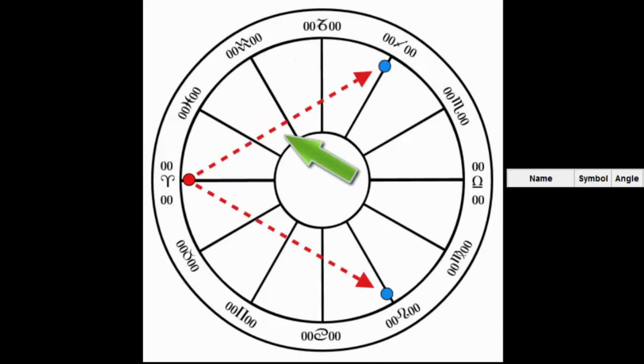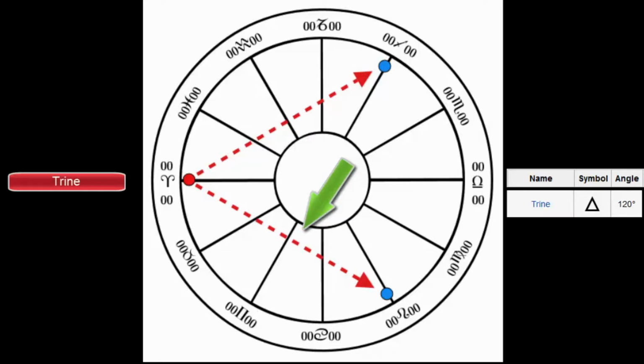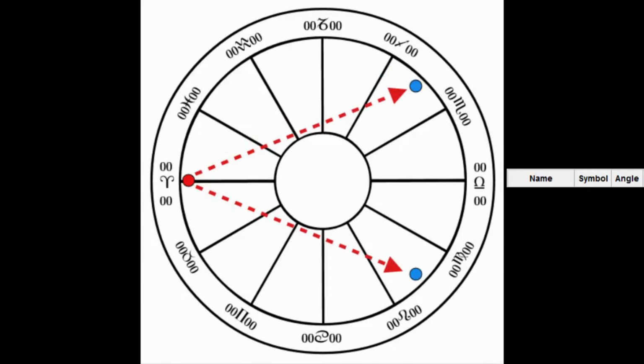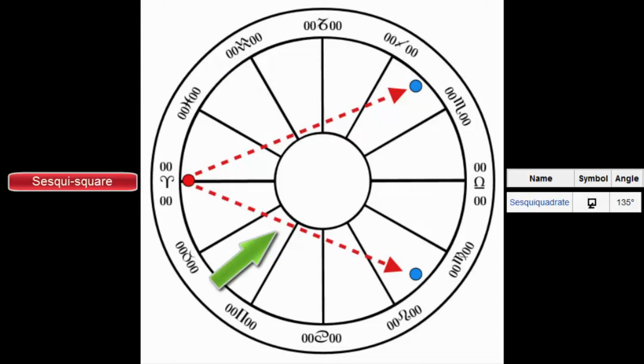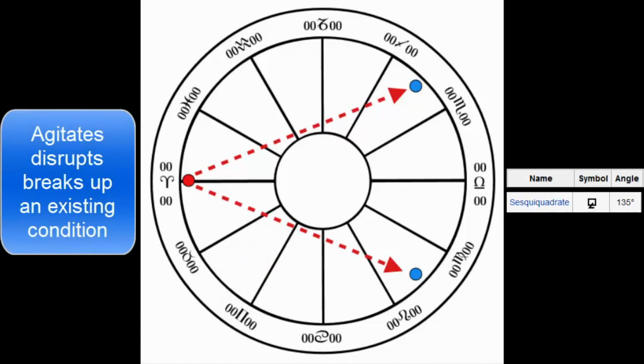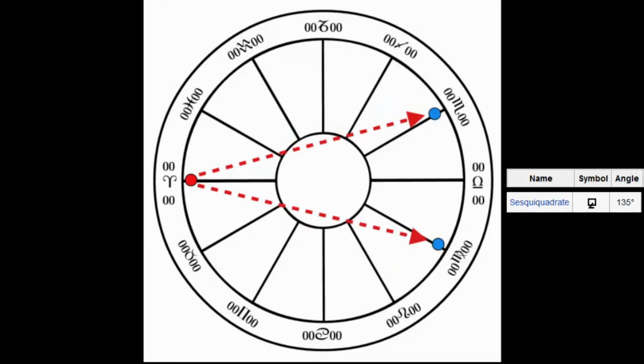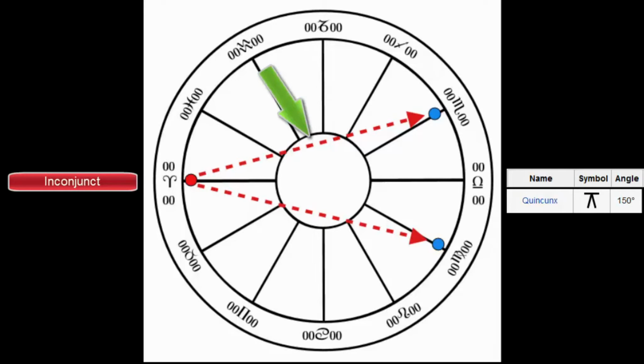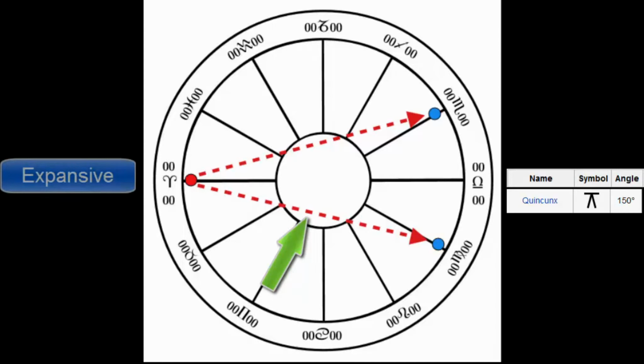We increase the angle to 120 degrees, and we get what's called a trine. A trine tends to attract what is commonly called luck. A 135-degree separation between 2 planets is known as the sesquisquare or sesquiquadrat. Its influence is disruptive and tends to break up an existing condition. An aspect of 150 degrees is called an inconjunct or quincunx and attracts expansive conditions.